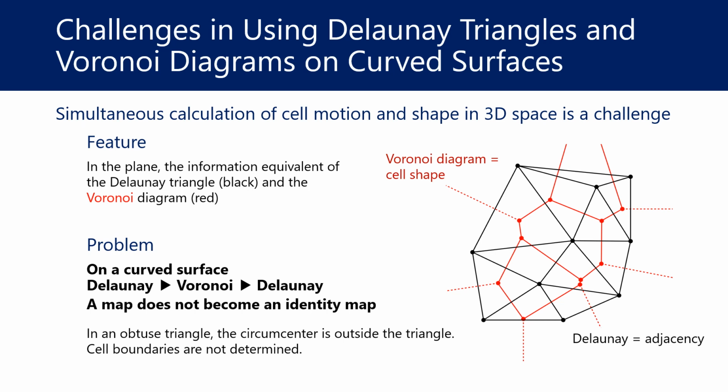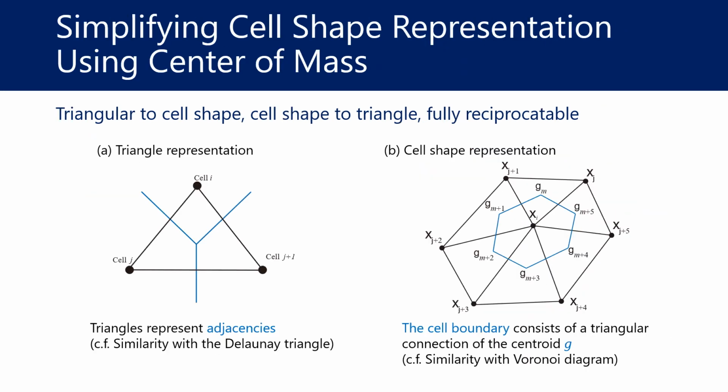Additional complications emerge with obtuse triangles. Calculating Voronoi diagrams while maintaining adjacency becomes difficult. Circumcenter points of obtuse triangles are outside the triangle. Ignoring adjacency enables Voronoi segmentation, but results in adjacency changes due to mathematical algorithms, which is not suitable for simulating morphogenesis. To bypass the complexity associated with Delaunay triangles and Voronoi diagrams on curved surfaces, the center of mass is utilized to represent cell shape.